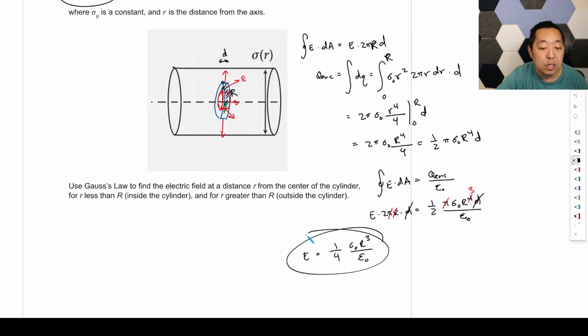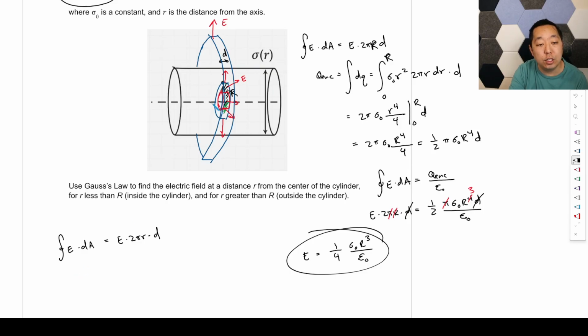Okay. Now, how about outside the cylinder? Let's say we picked one out here instead. What's different about this guy right here? Well, the electric field part is the same, right? Because we're still saying it's radially outward because it still has the same symmetry. So that part doesn't change. So the flux calculation, when we do that, is still the same.